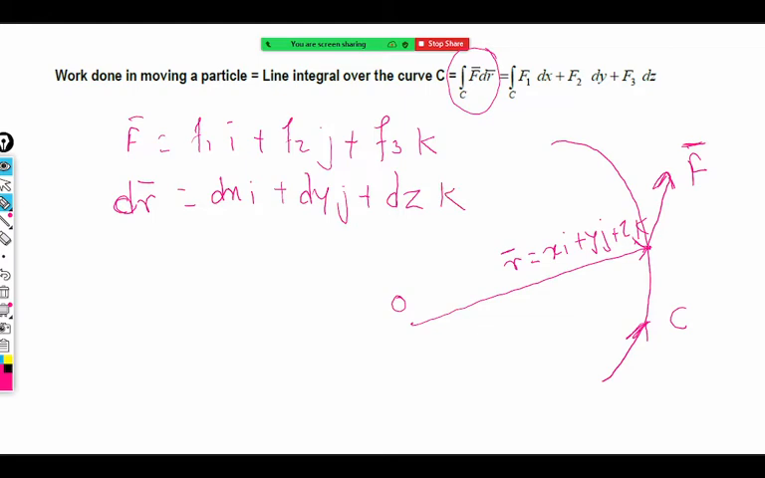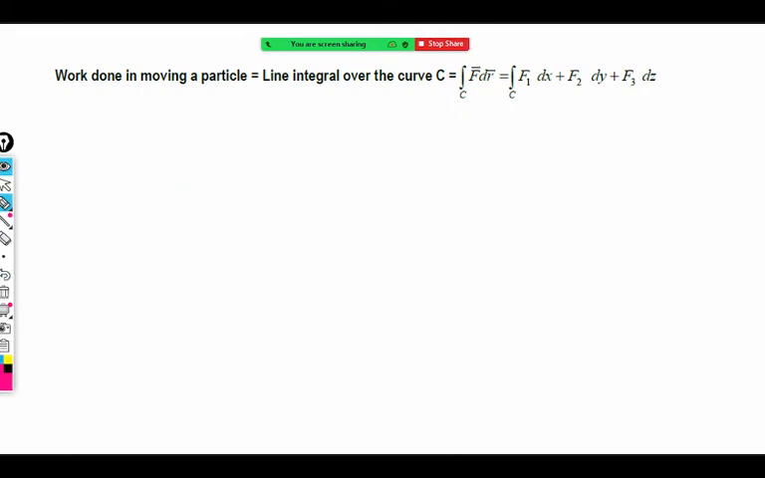If you take the dot product of this integral F bar dot dr bar on the curve C, that is nothing but F1 dx plus F2 dy plus F3 dz. If we integrate this, we get the work done for a moving particle on the curve C. Is the formula clear? Yes, sir. Okay. Now the most important thing: focus only on the formula. This formula is the only important thing.